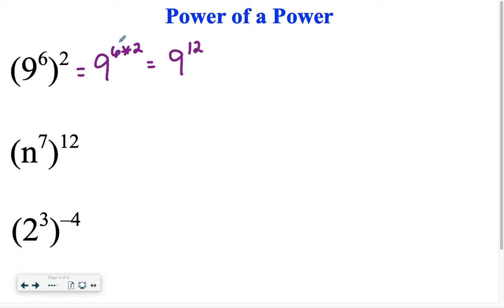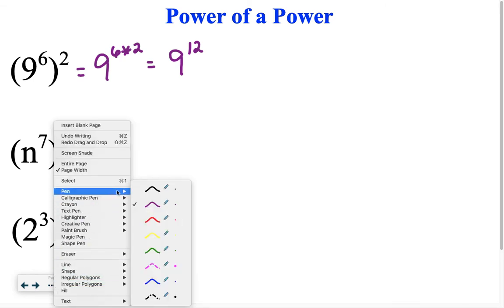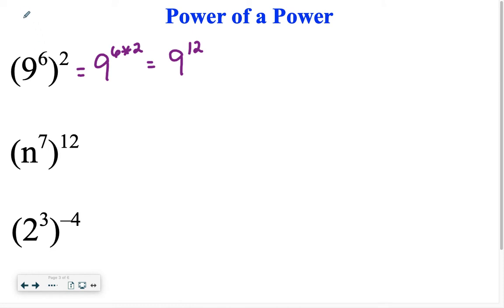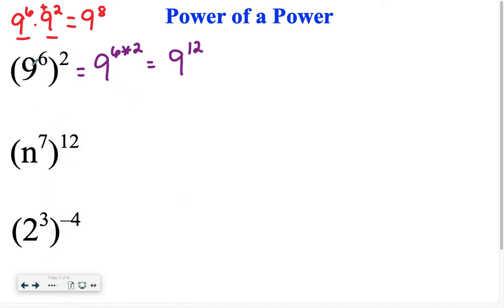A really common mistake I see people make is they add these, because earlier this chapter we looked at something similar but just a little different. We looked at something where maybe it looked like this. That would be 9 to the 8th power. Do you see how the 9, that base number, repeated in this example? That's when you add. But in the new example that we're working with today, that base number doesn't repeat. So you multiply your exponents.